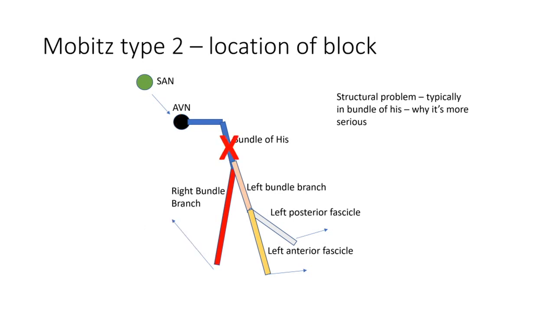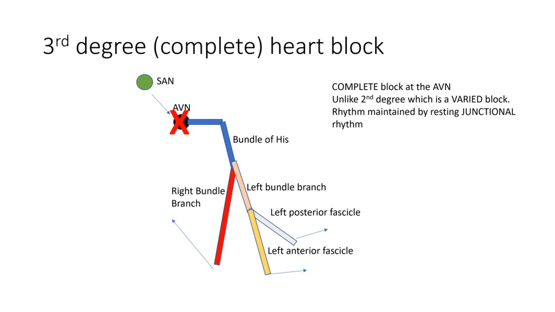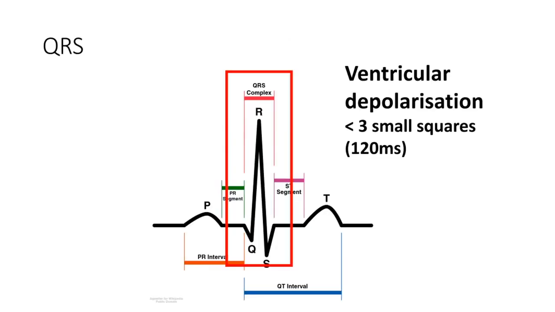Mobitz type 2 is mainly when there is damage to the bundle of His, and it's quite a serious problem. That's why we need to pace it. And type 3 is when we've got complete AV node block, and that's why we have the independent P waves and QRS complexes.